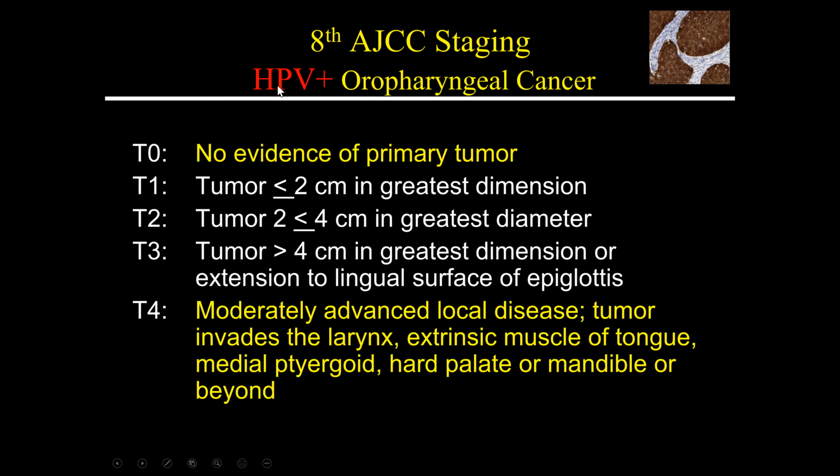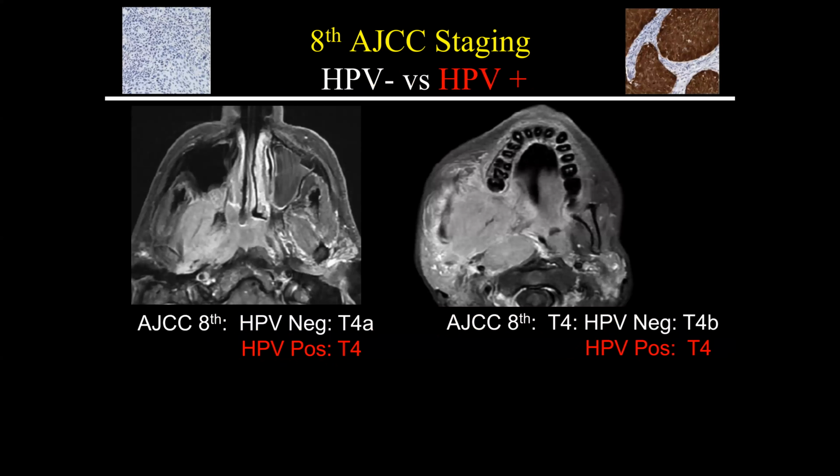Now, when we look at the staging system for the HPV positive oropharyngeal carcinomas, the 8th edition staging system reflects the overall better prognosis. Now, T1 to T3 is essentially the same. It's all based on size. But notice for T4, they got rid of the T4A and the T4B. So remember, this represented deep extension, with some tumors being resectable and curable, i.e. T4A, whereas T4B was resectable but probably not curable. Whereas the HPV oropharyngeal carcinomas are all lumped into a T4, again indicating a better overall prognosis.